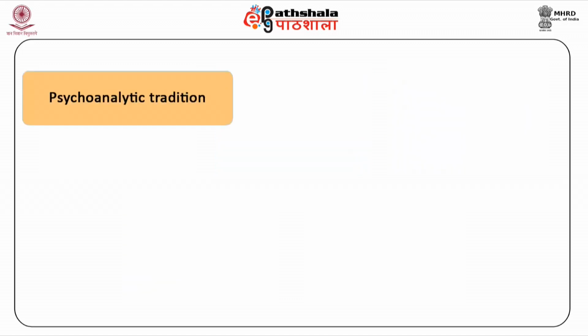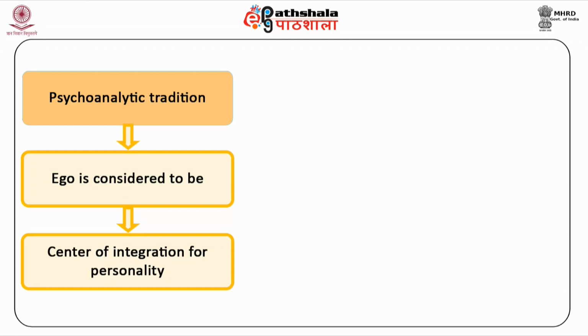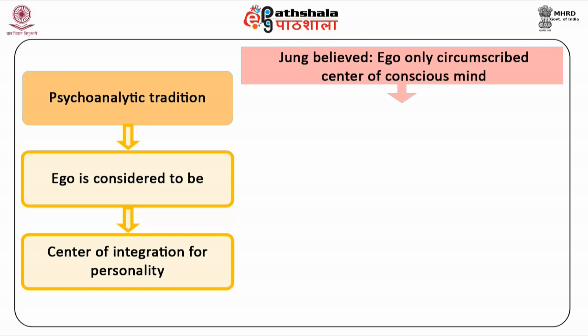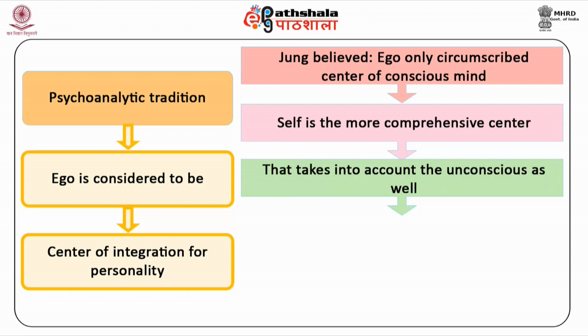In contrast to the psychoanalytical tradition, in which the ego is considered to be the center of integration for the personality, Jung believed that the ego is only the circumscribed center of the conscious mind and that the self is the more comprehensive center that takes into account the unconscious as well. In this respect, Jung's perspective appears similar to that of yoga psychology, for both psychologies help to make the individual aware of the distinction between the ego and self as centers of determination, and both lead the individual away from identification with the limited perspective of the ego to become increasingly guided by the self.